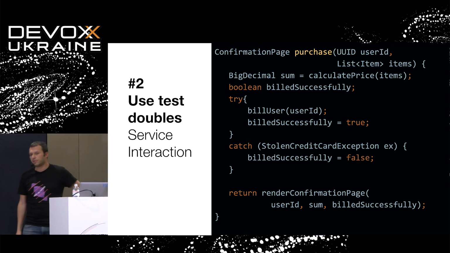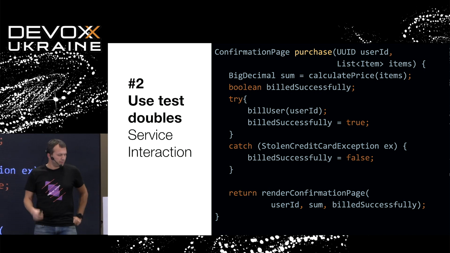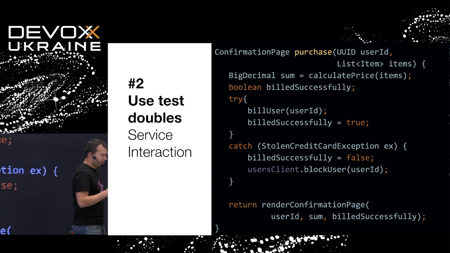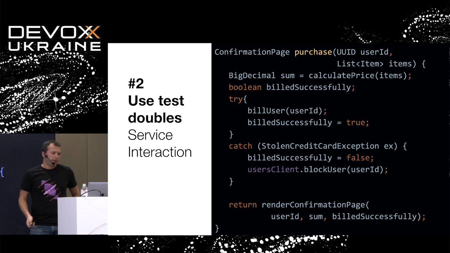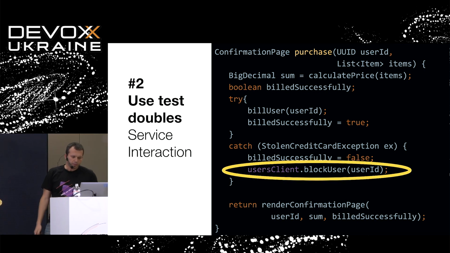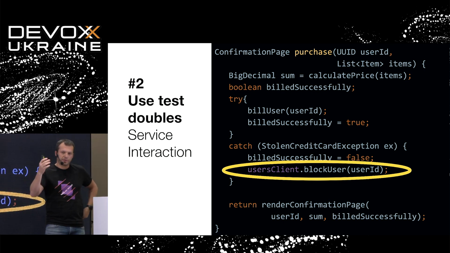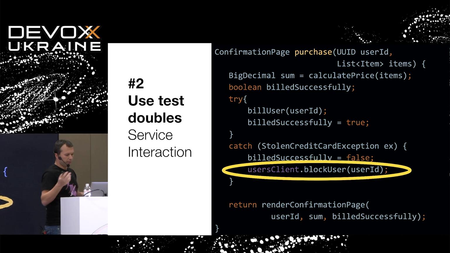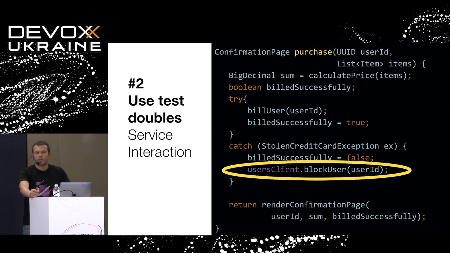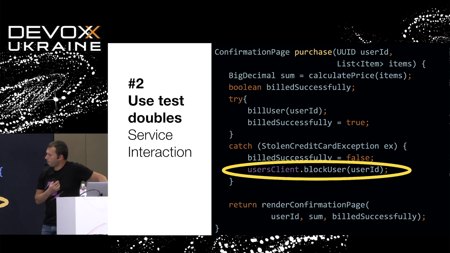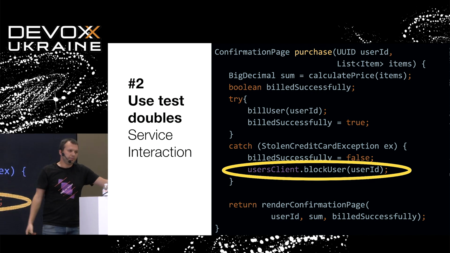You say, of course, sounds good. Let's do this. Okay, it's easy, I know how to do this. I'll just add this line here: users.blockUser. I know that they have this API, I read the documentation, and it's very cool. So I added this line. Now I run my tests. All the tests are green. Okay, we can ship it.